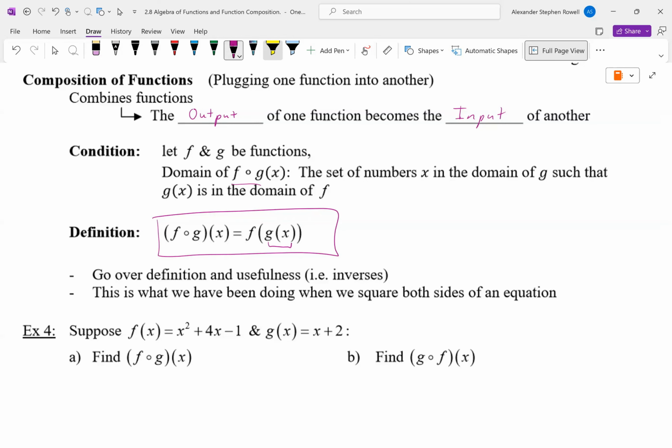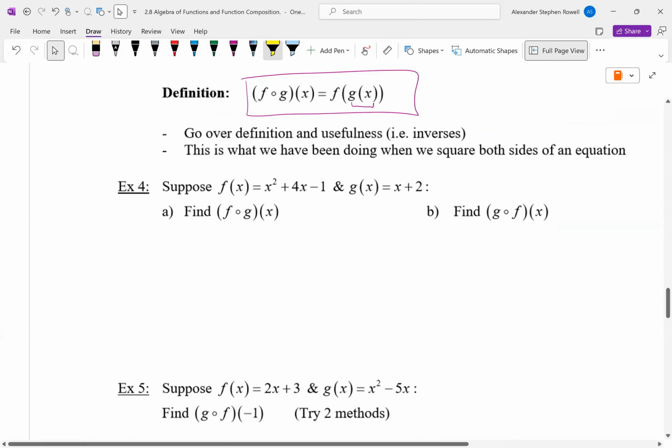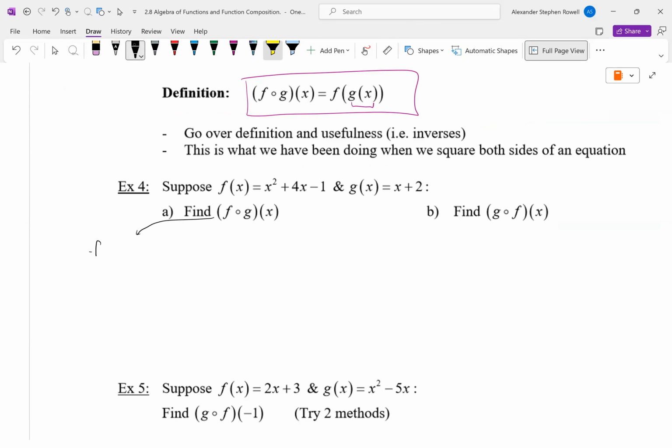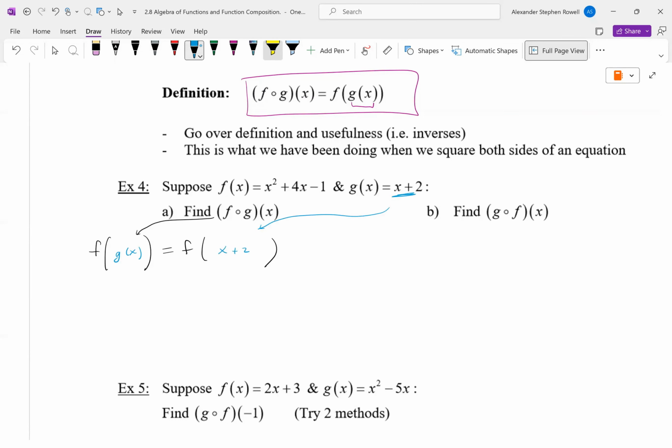And yes, we do have to worry about domain issues. So I'll talk about that after we do some computations. Let's first do example 4. What is f composed of g? It is f with function g plugged in. I'll say g of x plugged into f of x. Okay, function g is equal to x plus 2. So just as we plugged in x plus h before, now we're plugging in x plus 2.